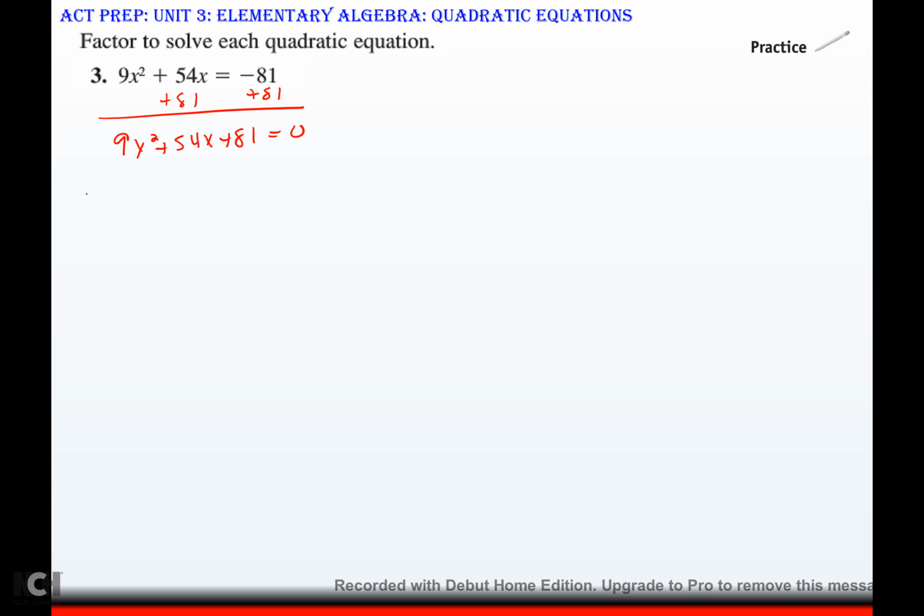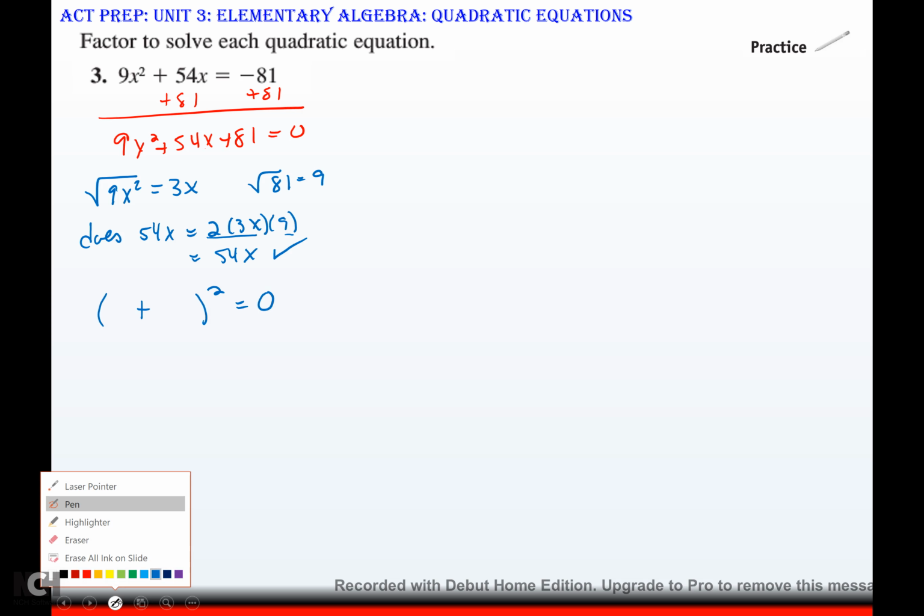So I check. These are the ends. The square root of 9x squared is perfect, 3x. Square root of 81 is perfect, 9. Does 54x equal 2 times 3x times 9? That would be 6x times 9 is 54x, so yes. Which means this is going to be a perfect square. They're all pluses, so this is plus. And my terms are going to be 3x and 9.